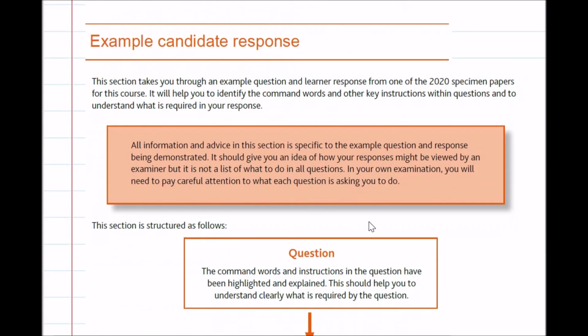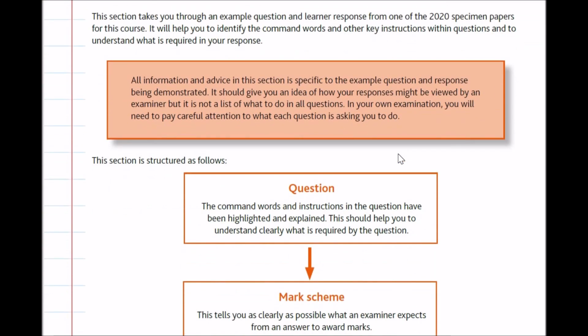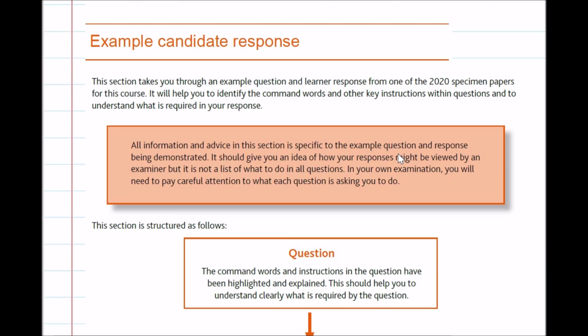Okay. Now I'll show here an example candidate response: how the question is given, what are the keywords mentioned there, what do they mean, and what the examiner suggests. This section takes you through an example question and learner response from one of the 2020 specimen papers for the course. It will help you to identify the command words and other key instructions within questions and to understand what is required in your response.